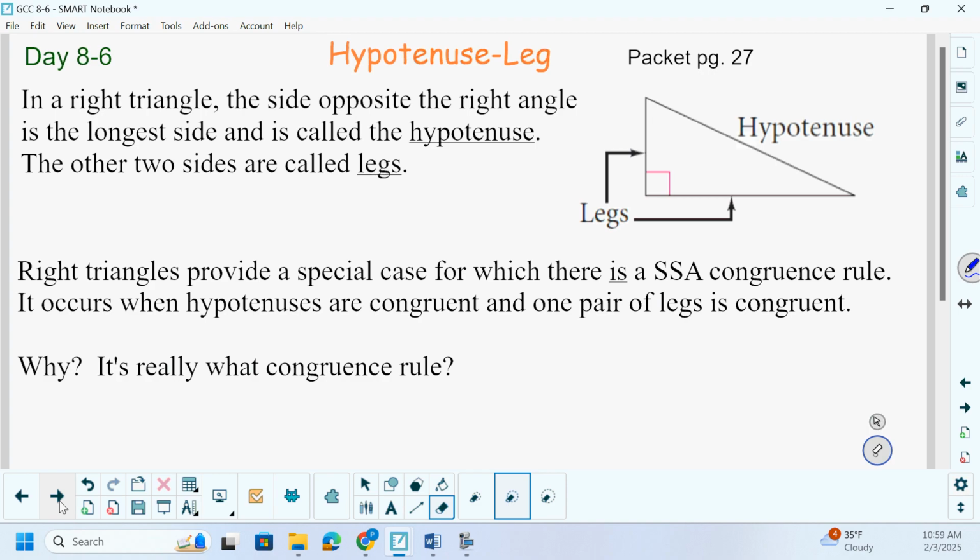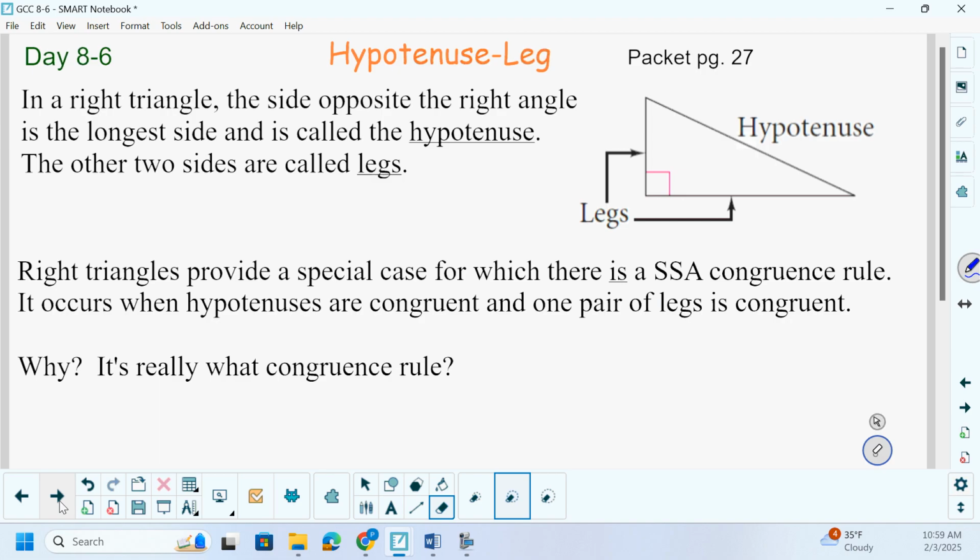So first off, some vocabulary. When you have a right triangle, the side across from the right angle is called the hypotenuse. Okay, I'm guessing most people already know that. The non-hypotenuse sides are called the legs of the right triangle.